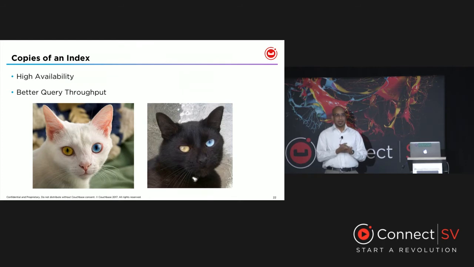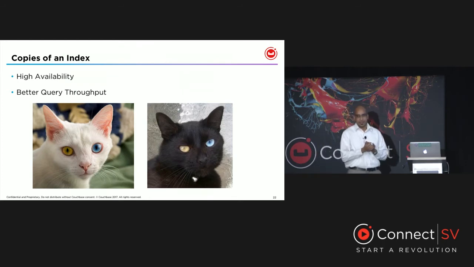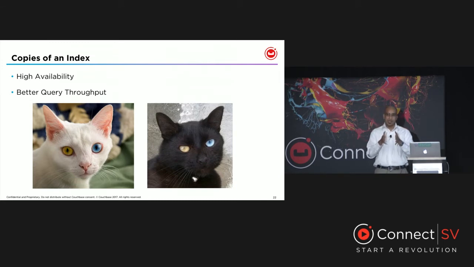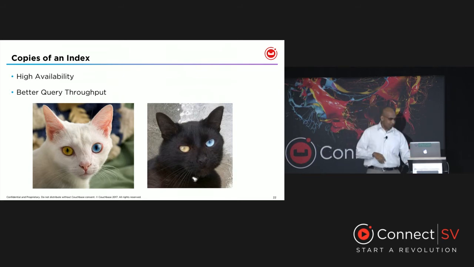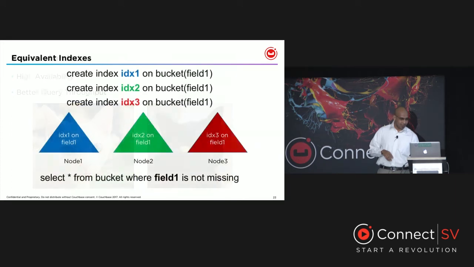We are in Silicon Valley. I need to have a picture of a cat if I'm going to talk in a technical conference. So if you just have one index on a single node, and if the node crashes, you have a problem. So for better query throughput, or even for HA, you need to have multiple replicas, right? That's why in 5.0 we have launched something called index replicas. The cats speak for themselves with their nice colored eyes.